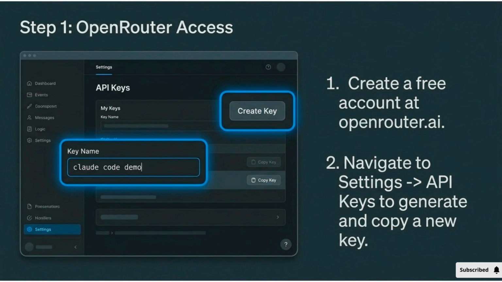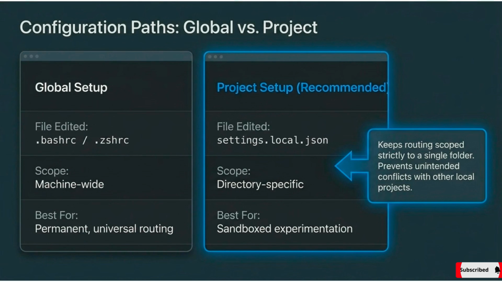Create a free account at openrouter.ai. Then, navigate to Settings and API Keys to generate and copy a new key for the demo. For configuration, we recommend Project Setup over Global Setup. Project-specific configuration keeps routing scoped to a single folder, preventing conflicts and ideal for sandboxed experimentation.